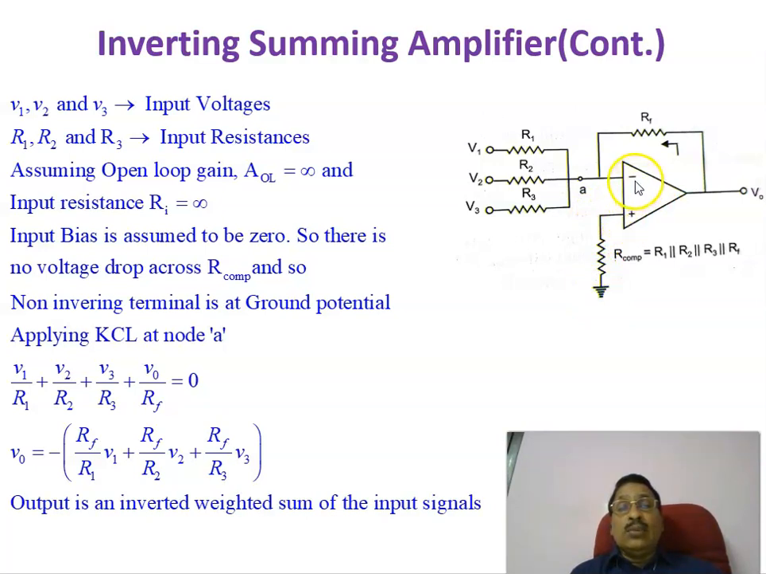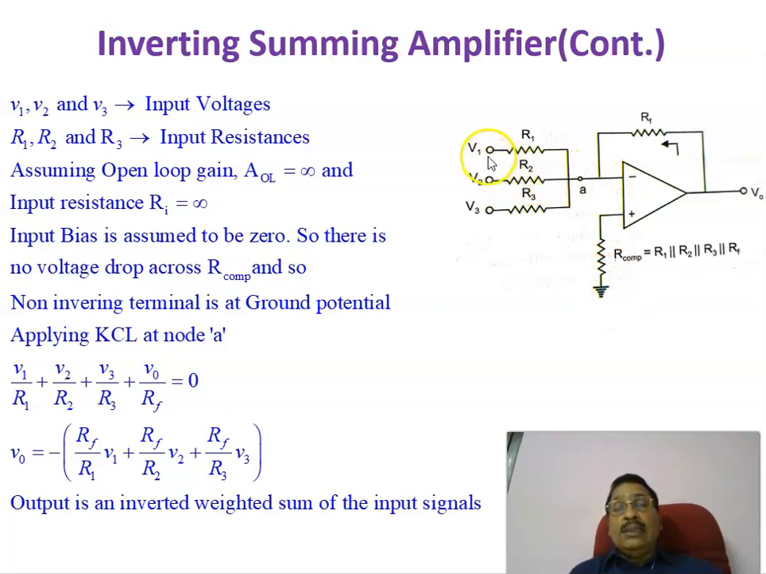Or we can say that the voltage at the inverting terminal is the same as the non-inverting terminal, that is called the virtual ground, and that is the same as this ground voltage. Since the voltage drop across is very small, because bias current is very small, the voltage at the point A is the same as the ground voltage, 0 voltage.